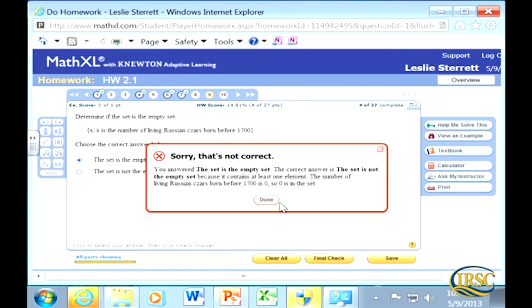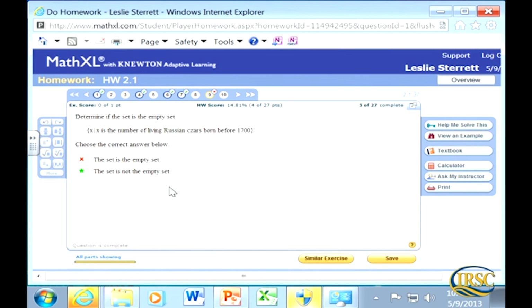Okay, now notice that this only had 2 multiple choices, so I did not choose the right answer, so I was marked wrong off the bat. If there are 4 choices, I think it might give you one more shot to answer it correctly. It all depends on the question. So you would have to click similar exercise if you want another shot to get this right.